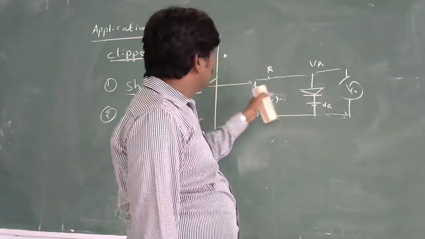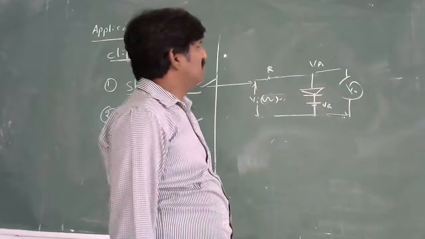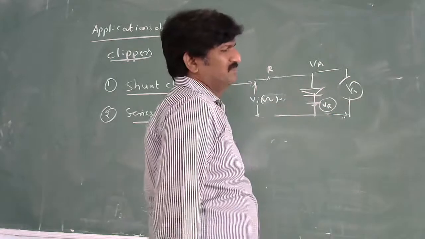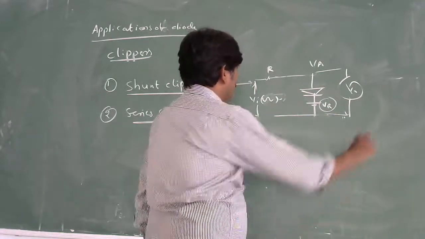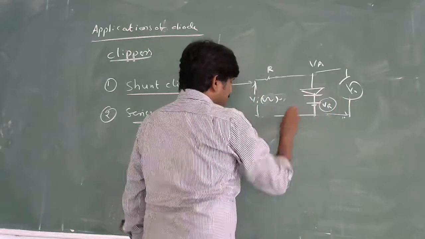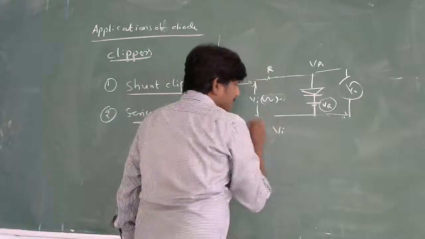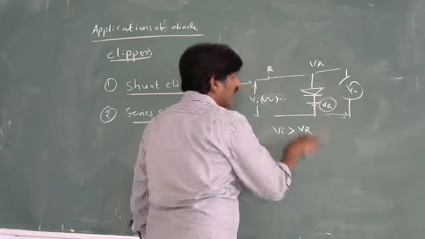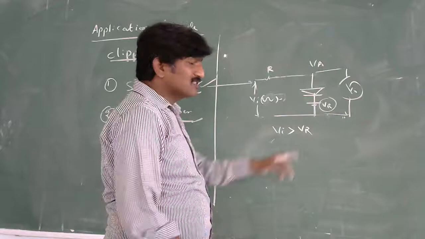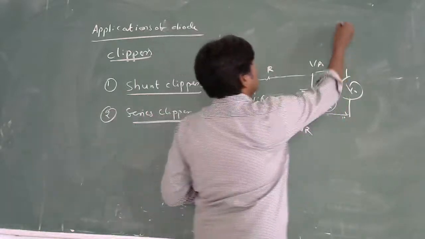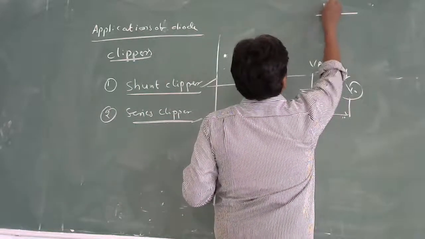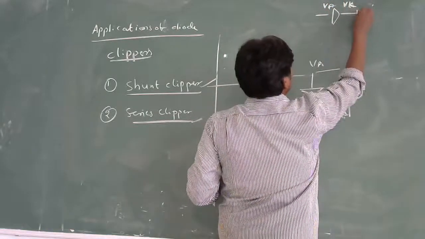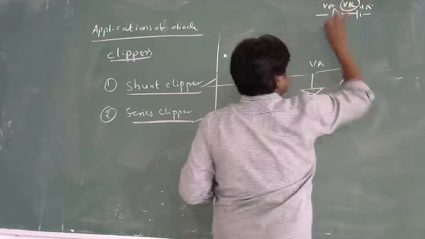But it's not possible to consider it like that now, because you connected one reference voltage in series with the diode. Then what to do here? Here Vi should be greater than VR. Where was the VR connected? Here at this point. For the diode action, generally it is VA and VK. VK is connected to VR.